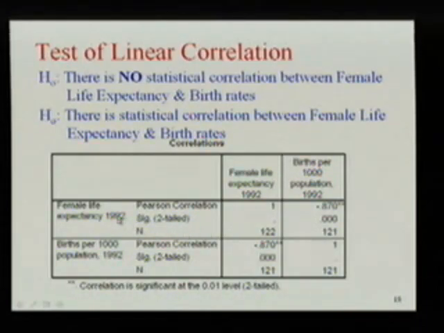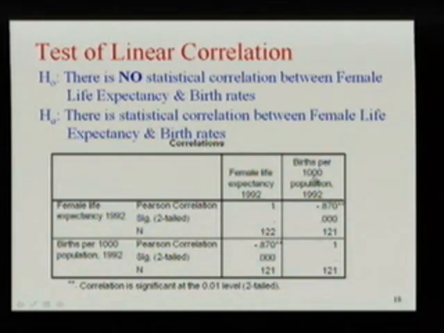This is also female life expectancy and birth rate. Okay. This number here is a correlation between female life expectancy versus female life expectancy. You're talking about a variable versus itself, so the correlation is 100%. So this is not really what we're interested in. Generally, this diagonal is not anything that we're interested in. It's the off-diagonal numbers.